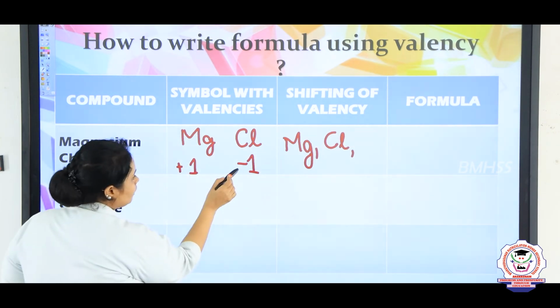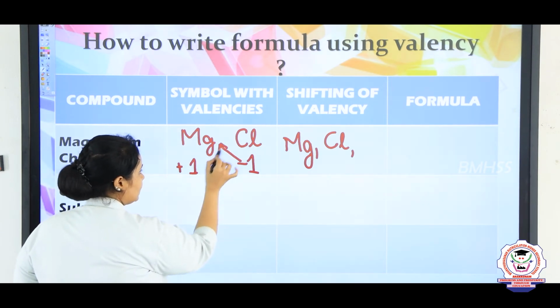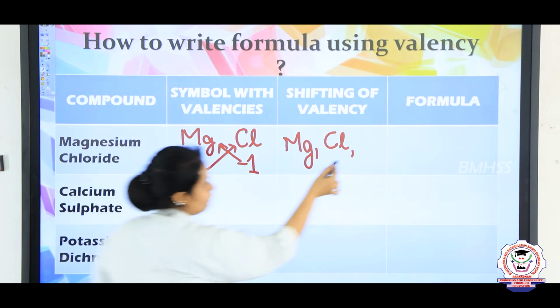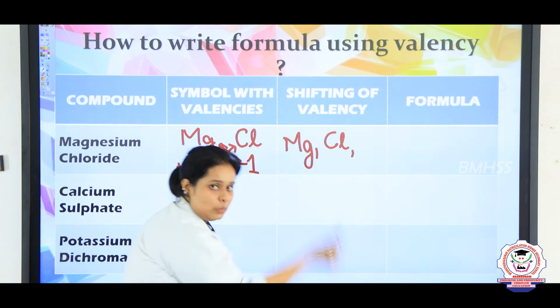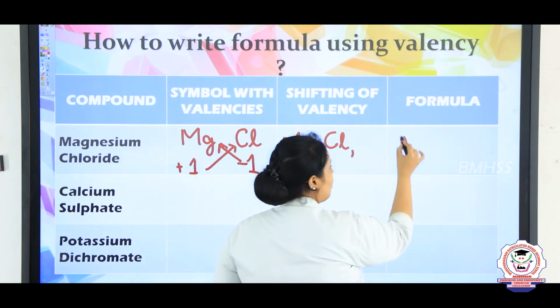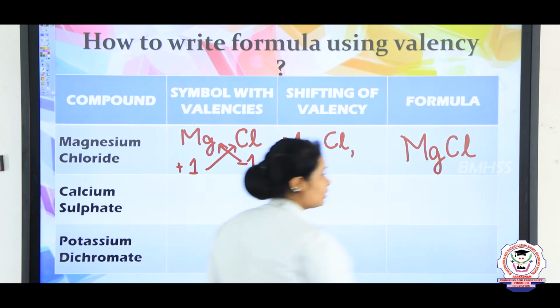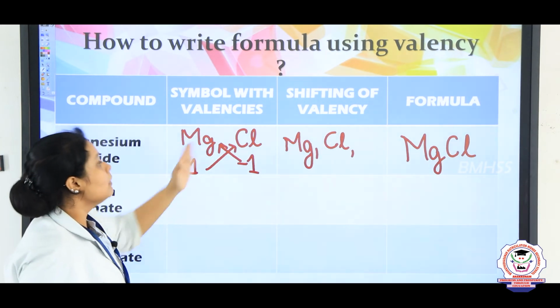So when you are shifting the valency, it will come as Mg1Cl1. See here, we are not considering the charges, children, only the number. Like this we are doing. So it will come as Mg1 and Cl1. Instead of writing Mg1 and Cl1, we can write the formula as MgCl. So this is the formula of magnesium chloride.